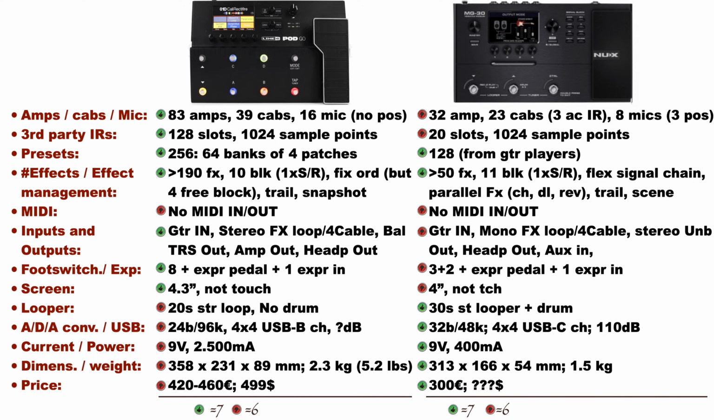Obviously, this is just a technical comparison, without considering that each feature could have a different importance for you. And so, for instance, you could prefer the PodGo for its stereo effect loop, or the MG30 for its compactness and lightweight. But if you just algebraically sum the red and green thumbs, according to my comparison chart, they are on par. Let's now hear some more sounds.